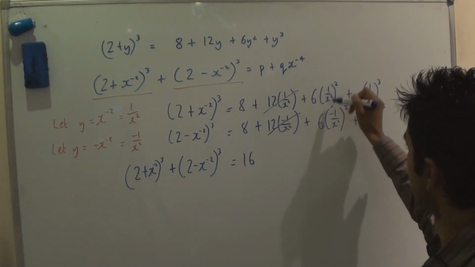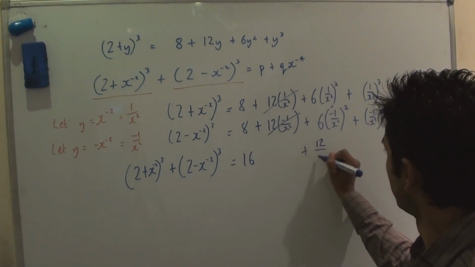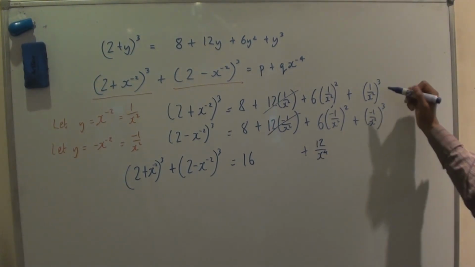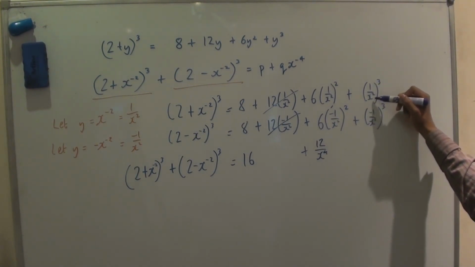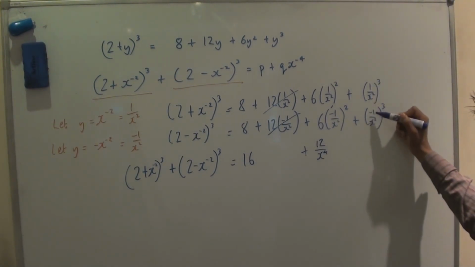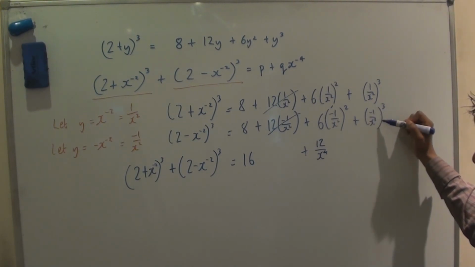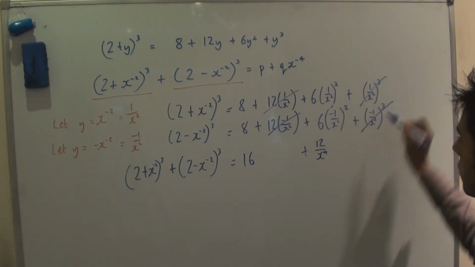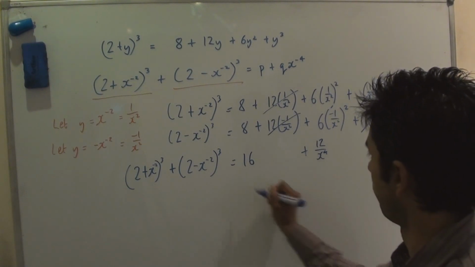So 6 over x to the 4, add 6 over x to the 4, gives you 12 over x to the power of 4. Now let's go to this one. We have 1 over x squared cubed, which will give you 1 over x to the power of 6, and minus 1 over x squared cubed, which will give you minus 1 over x to the power of 6. And when you add them together, they will simply cancel each other out. So your final answer is 16 plus 12 over x to the power of 4.